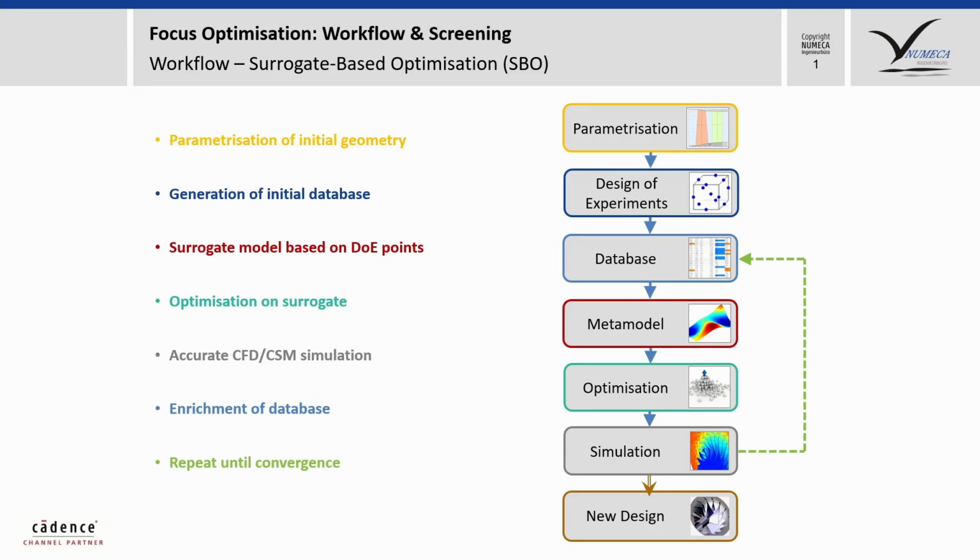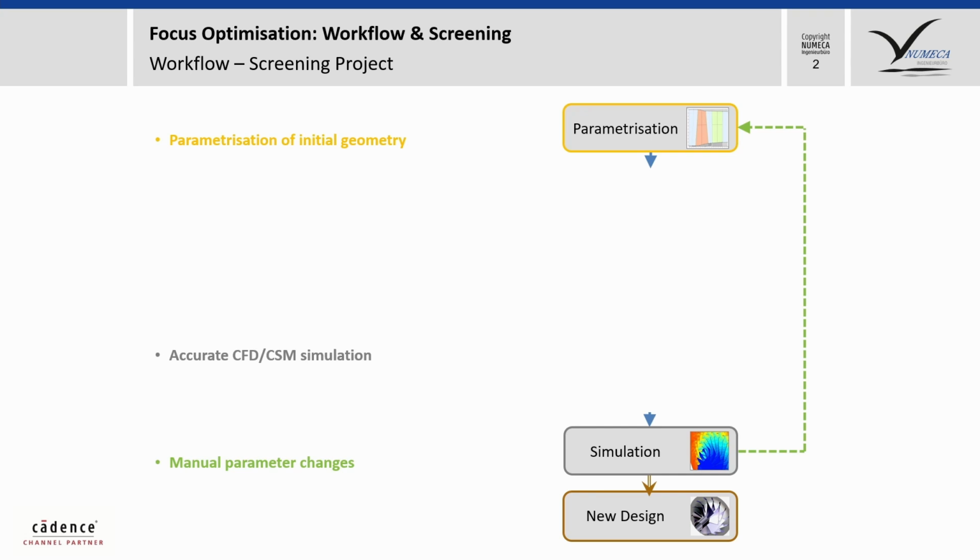From the introduction you may remember the complete workflow of a surrogate-based optimization with a database generation, as it is shown here. Now a screening project is the base of all that and much simpler. A couple of things are removed: the database generation, the optimization itself, and what is left is basically the parameterization of the geometry, the meshing of the case, the simulation, and the post-processing.